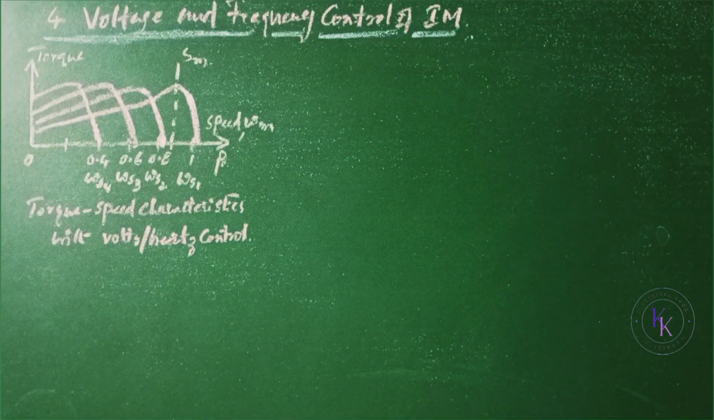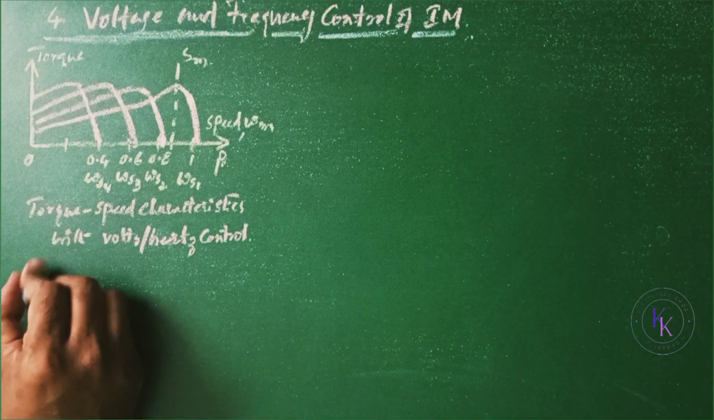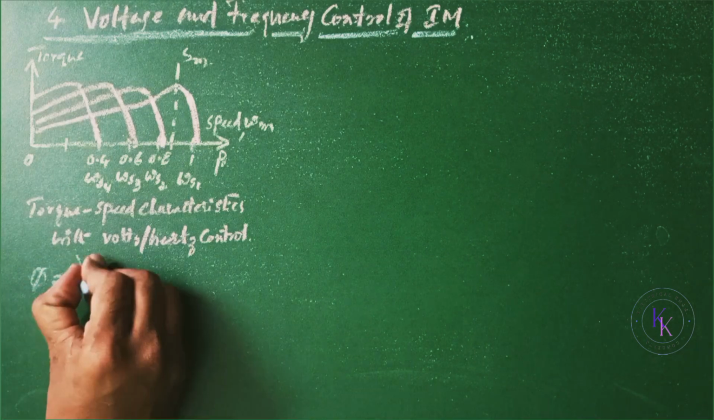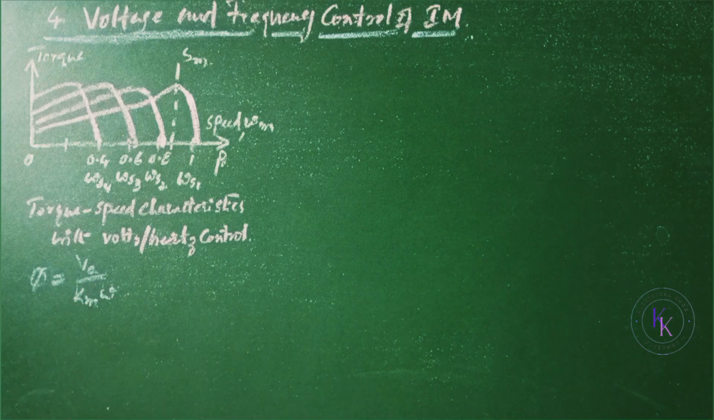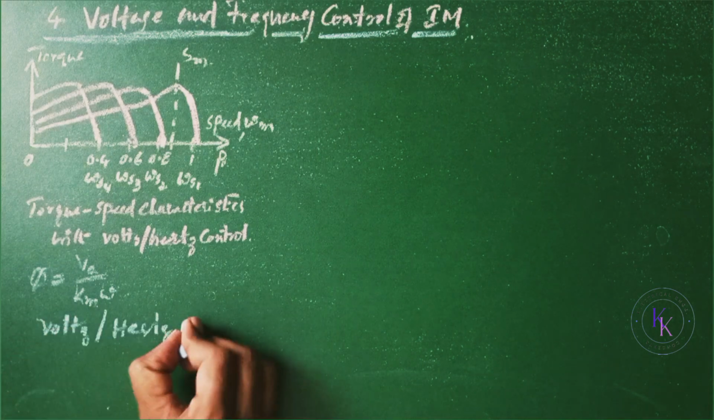The fourth one, voltage and frequency control of an induction motor. If the ratio of voltage to frequency is kept constant, then the flux remains constant, as flux equals Va divided by Km omega. Equation number 59 indicates that the maximum torque, which is independent of frequency, can be maintained approximately constant. However, at a low frequency, the air gap flux is reduced due to the drop in the stator impedance, and the voltage has to be increased to maintain the torque level. This type of control is usually known as volts-hertz control.